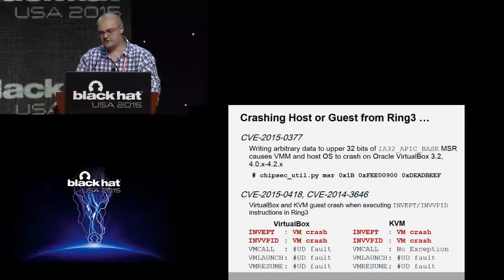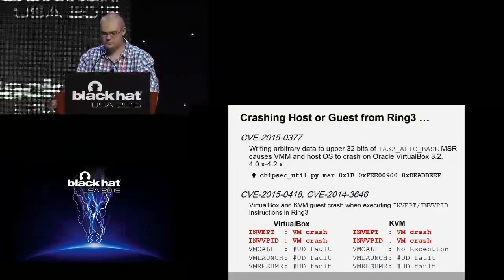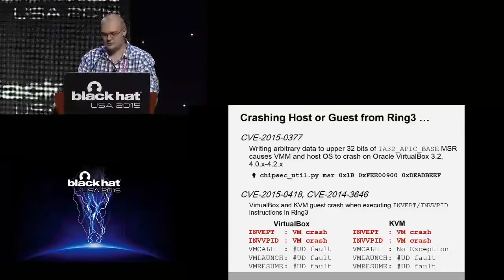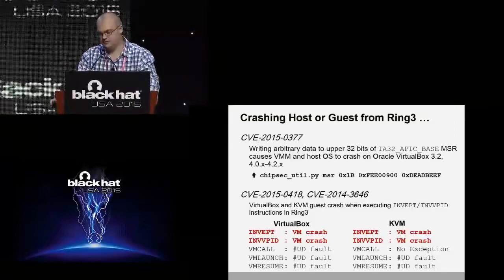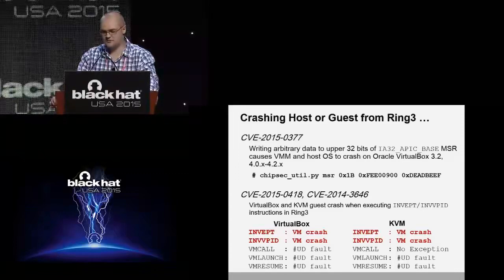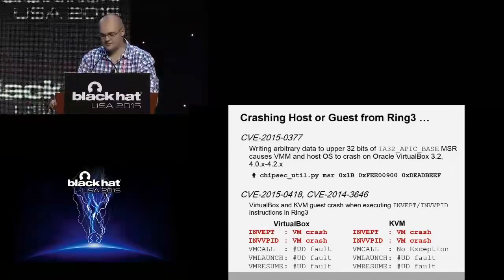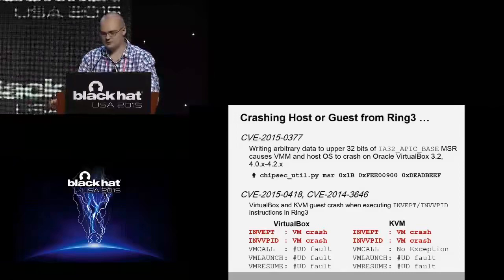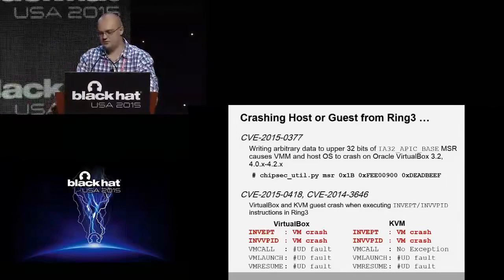Another area to describe is the instruction emulation issue. So we found that VirtualBox 3.2, 4.0 and 4.2 don't properly emulate MSR registers, MSR access. So basically, if you write to MSR 0x1B, the MSR address of the APIC base, with some dummy value in the upper 32 bits, you get a crash of the whole host system.